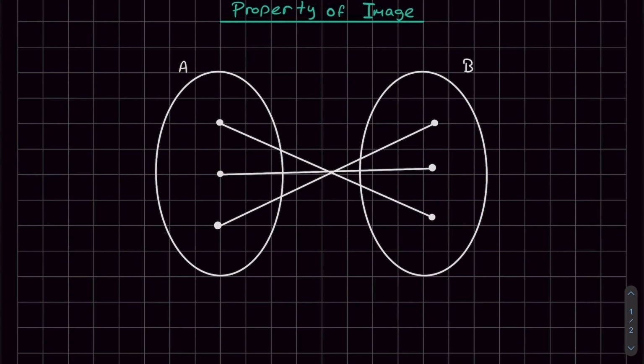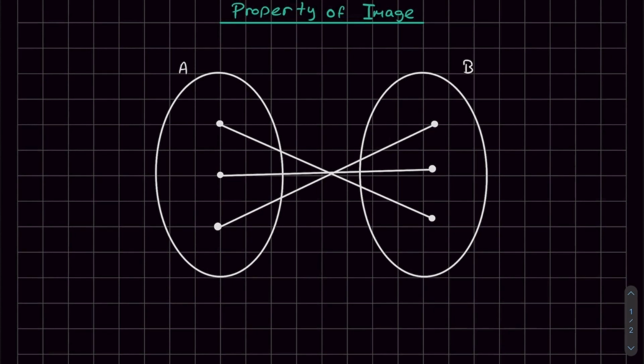Source and image are used when talking about mappings. For example, if you have a mapping that maps elements from a set A to set B, then we call A the source and B the image. Source and image are synonyms of domain and range. However, domain and range are used when talking about functions, and source and image are used when talking about mappings. So like we said, here A would be the source and B would be the image. And this would be a mapping from A to B.